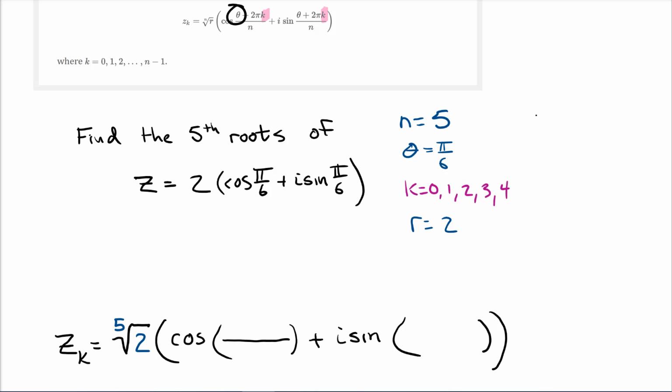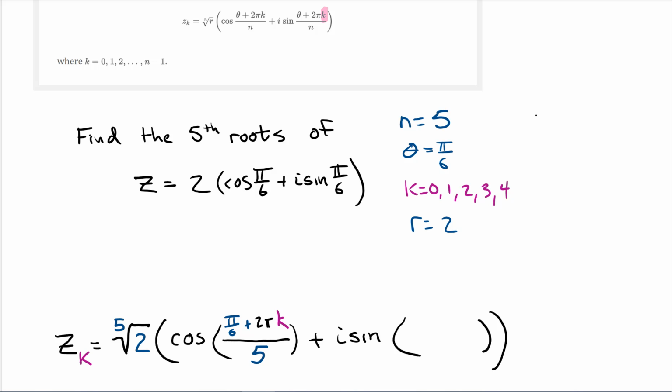So it tells us theta first, right? Theta, well, we know theta. That's pi over 6. And then we're going to add it to plus 2 pi k. Well, the 2 pi remains the same, but that k is the thing that's going to change. And then we're going to divide it by n, but we know n. n does not change. The only thing that's going to change is our k once we get our formula.